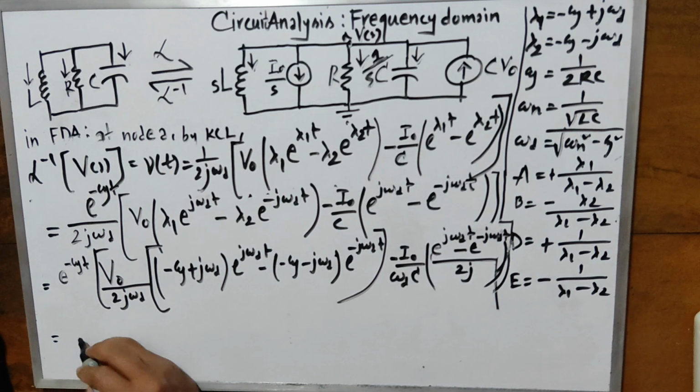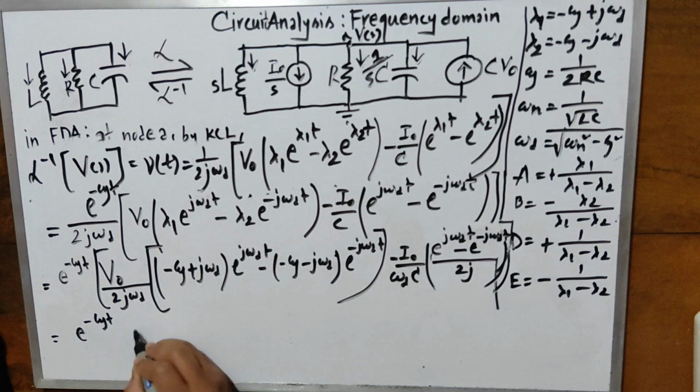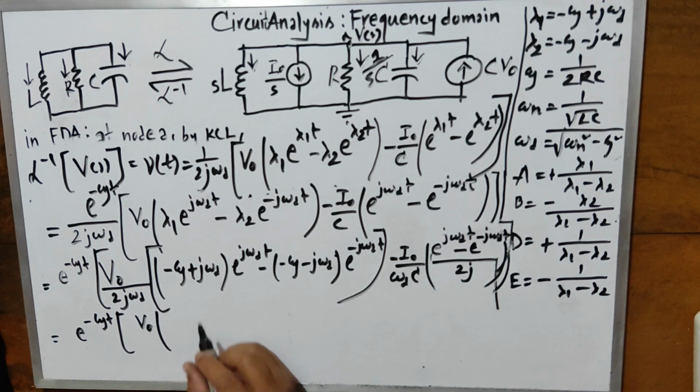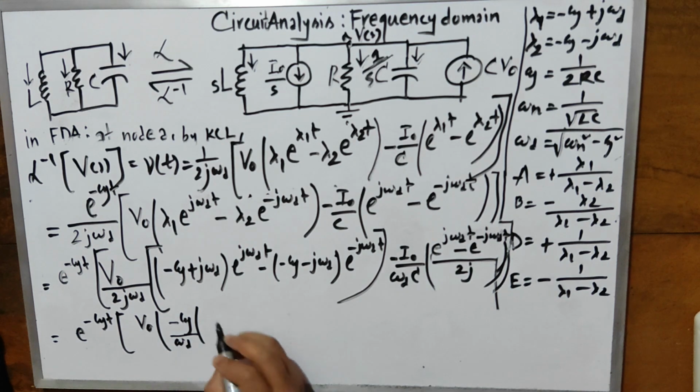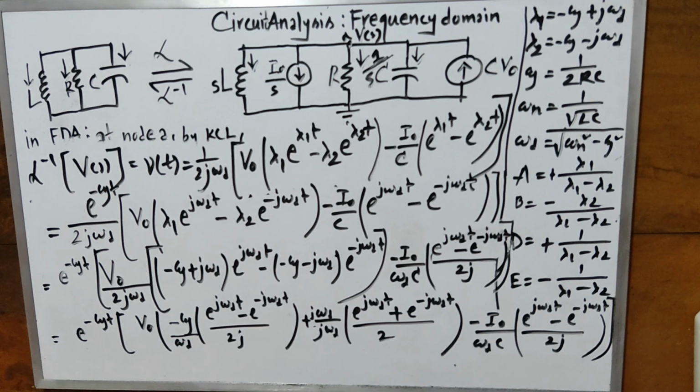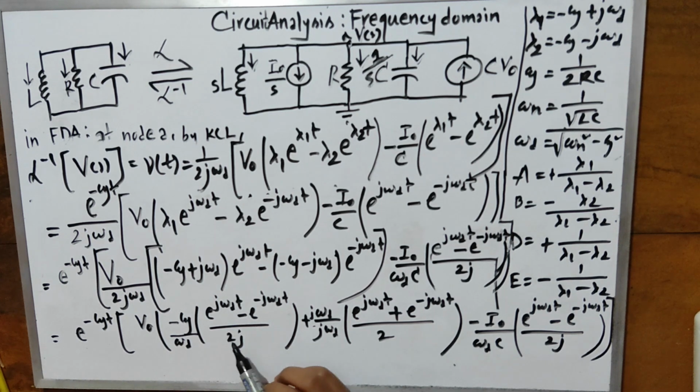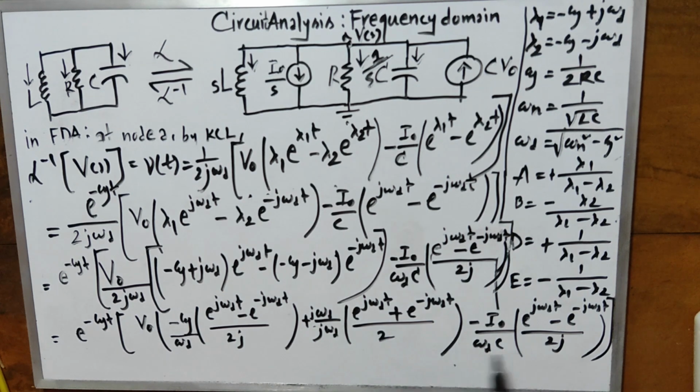Now e to the power minus psi t, and V0 inside. If I take minus psi common, as a matter of fact, it will give me psi by omega d. So this is what it looks like at the end. Now you can easily understand that this is sine omega d t, this is cos omega d t, and this is sine omega d t.